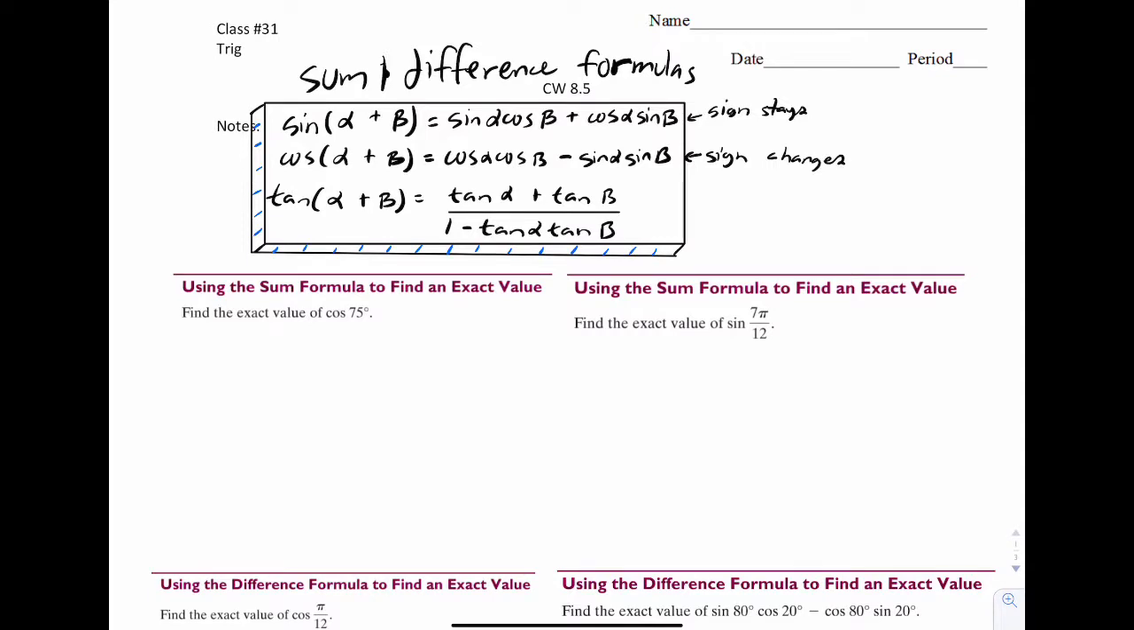Then look at the bottom. Tan alpha plus beta is equal to tan alpha plus tan beta over 1 minus tan alpha tan beta. So here you want to notice that on the top, the sign stays. On the bottom, the sign changes. And that makes sense because tangent is, again, sine of theta over cosine of theta. And sine stays and cosine is switching or changes.